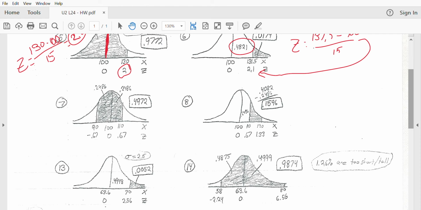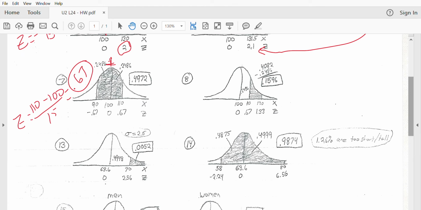To do number 7, I took 110 minus 100 divided by 15, and what you get on your calculator is 0.6 repeating. But remember, this is important, your z-scores can only be rounded to the nearest hundredth, so you have to round your z-score to 2 decimal places. Not 0.66, but 0.67. 90 is equidistant on the other side, so negative 0.67. That gives me areas of 0.2486 respectively. I add them together, and I get 0.4972 as my result.